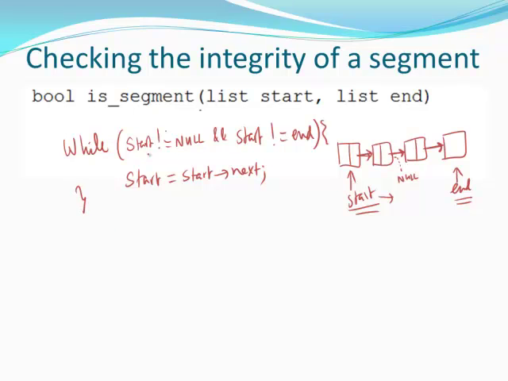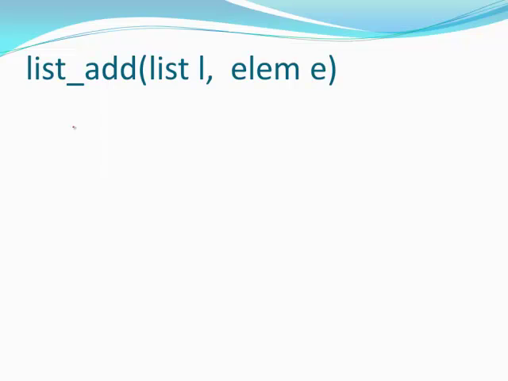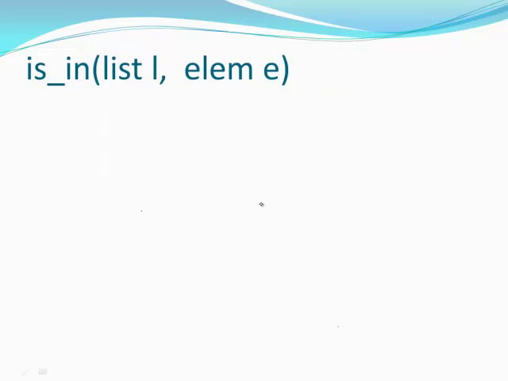So now when you come out of this loop, there are two conditions. One is that start is null. If you find out that the start was null, then we know that it is not a valid segment. We will return false. Otherwise, we have start equal to the end, and then we're going to be returning true. So is segment is a good function to check whether the list start to list end is a valid list segment. Adding something to the list, we will write the code now to do this.